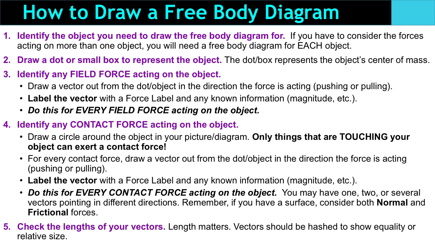And finally, you're just going to check the lengths of your vectors. If you know magnitudes or a relative strength of the forces, you want to make sure that those are accurate. If you have a 10 Newton force, and then you have a 30 Newton force, that 30 Newton force's arrow should be about 3 times longer than your 10 Newton force. There are free body diagrams made on graph paper where they measure everything out to scale completely. We're not going to be that detailed, but I am checking to make sure that you have a sense for the relative strengths of the forces involved.